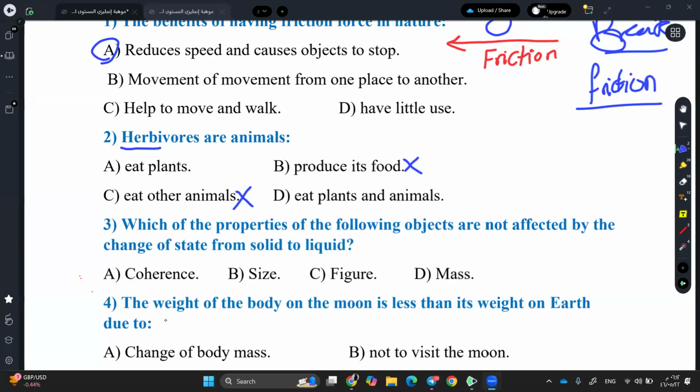So you have here herbivores. Herbivores are the animals that eat only grass, trees, leaves of trees. So what do you think? It's plants. Excellent. Thank you, Fatima.